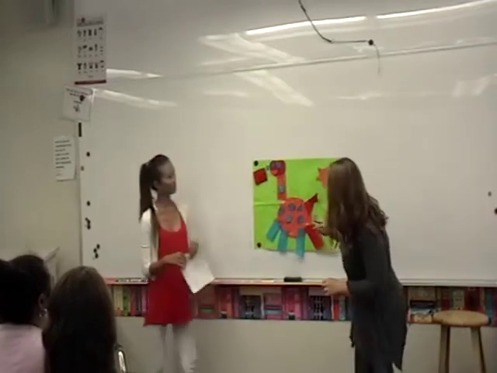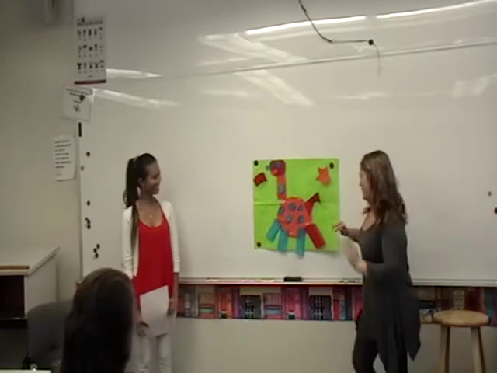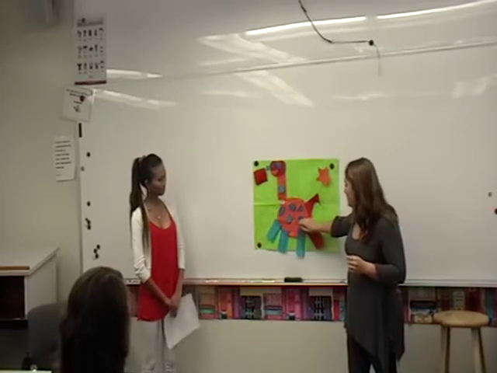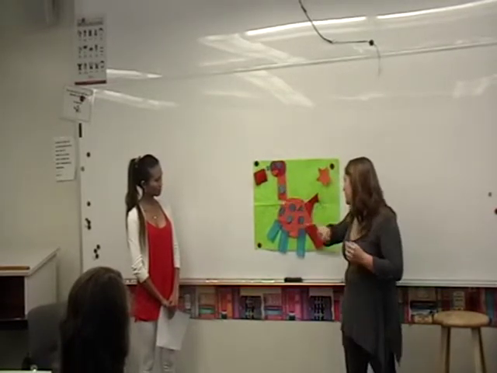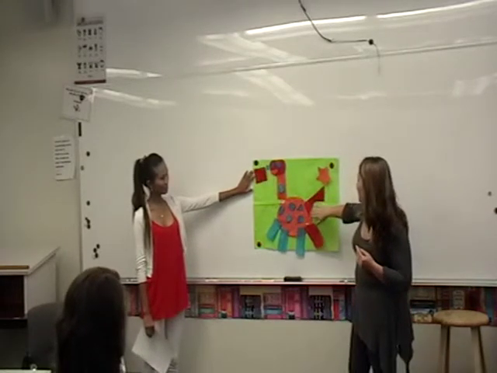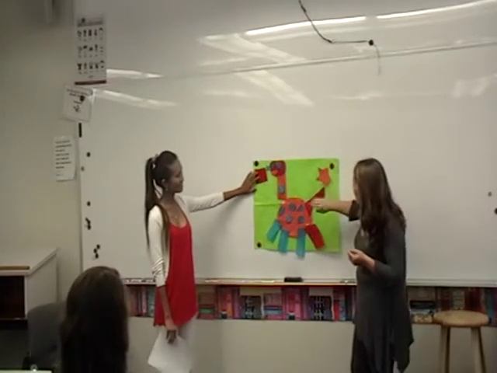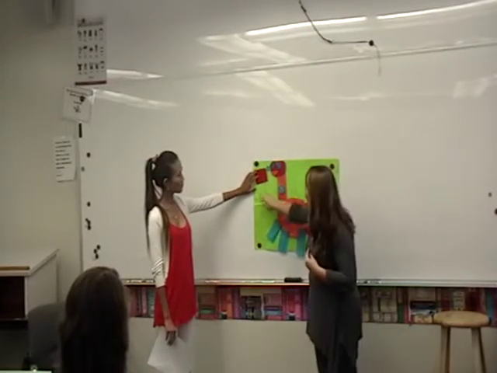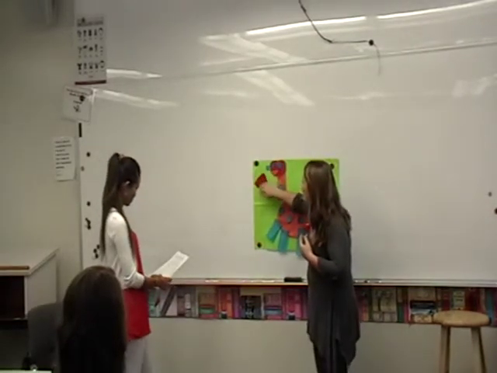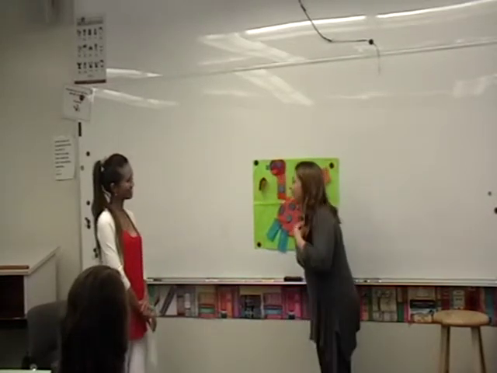Okay, so this is our giraffe. We used a circle for its body, and for his legs we used rectangles, and for his spots we used circles and one triangle. His tail is a combination of 2 triangles, and this star shape is a star or sun, and this is a branch, and 2 circles for his eyes, a square for his nose, and a triangle for his mouth.